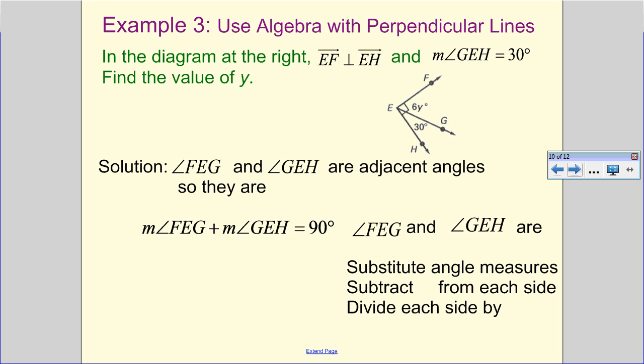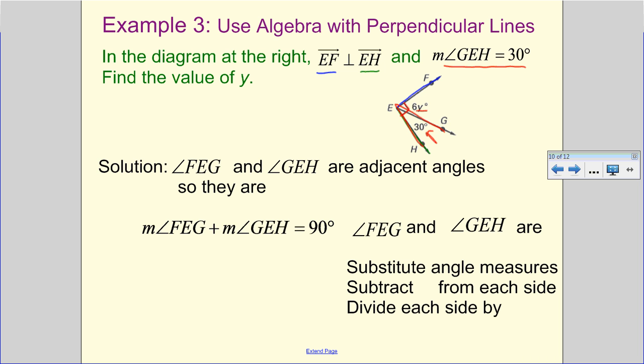So in the diagram at the right, we know EF is perpendicular to EH. It helps that they also put the 90-degree angle mark in there. They don't have to do that, ladies and gentlemen. If they're going to give you this information, it's your job to put in that perpendicular mark, to put in that 90-degree angle. And we know that the measure of GEH is 30 degrees. So here's our 30-degree angle. We want to find the value of Y.